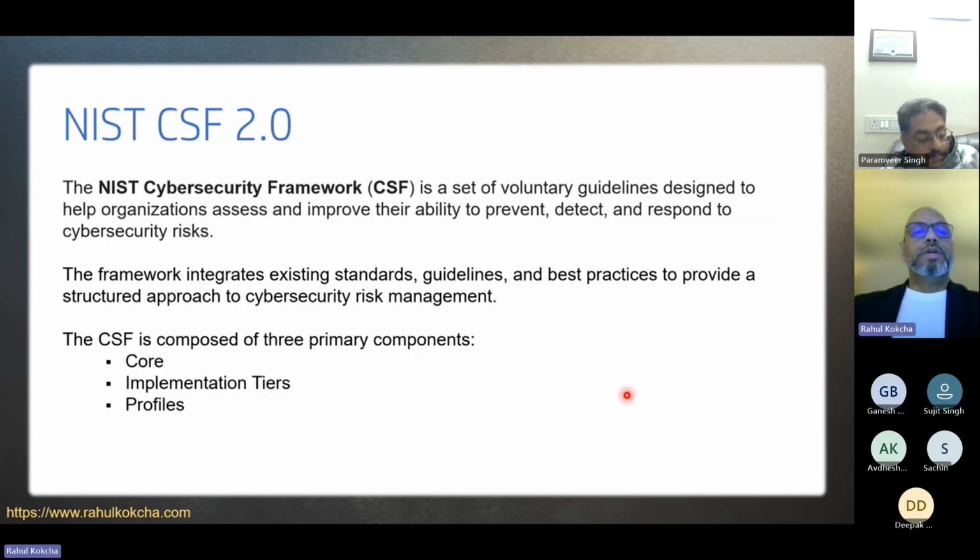Okay. So coming to CSF, the very first thing is that it is named as the NIST Cybersecurity Framework, not as a standard. If you look at it, NIST has many other standards, but this one is named as a framework. So can anyone talk about what the difference is between a standard and a framework? Anyone who would like to talk about this?